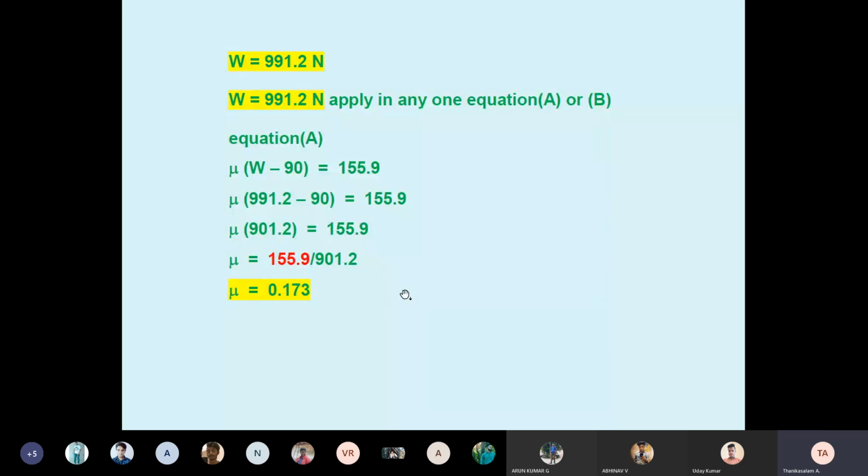Students, the mu value always must be less than 0.5. Always remember, generally less than 1, but for many engineering applications, the mu must be less than 0.5. So our answer is also correct, less than 0.5, because it is 0.173.